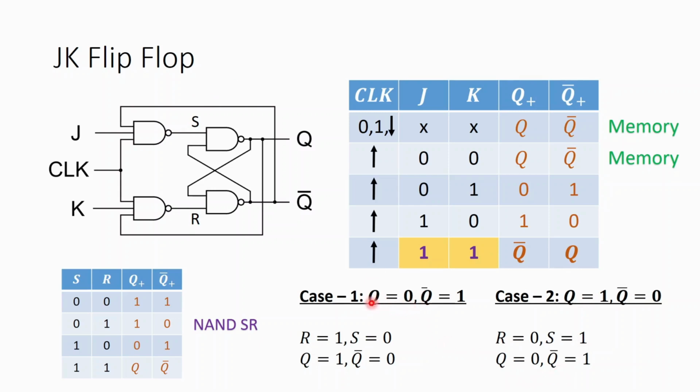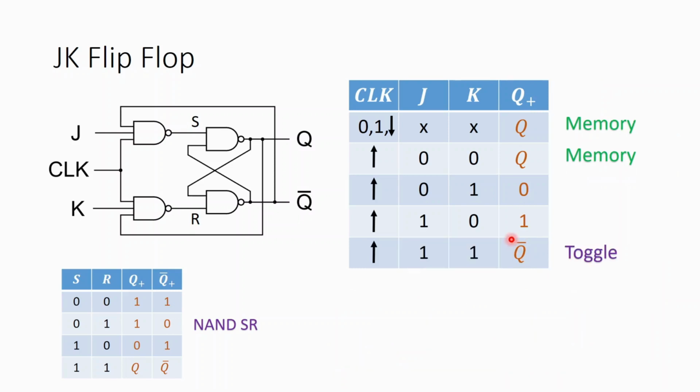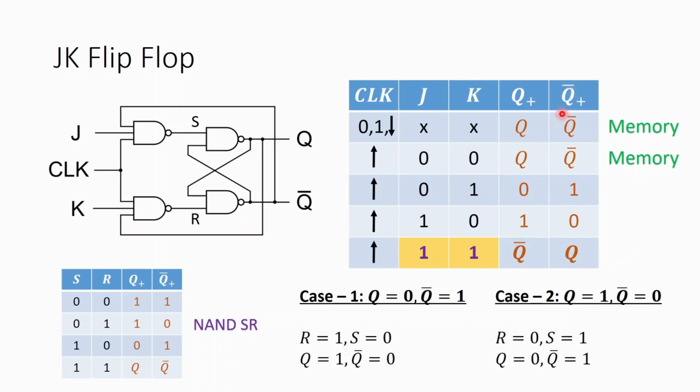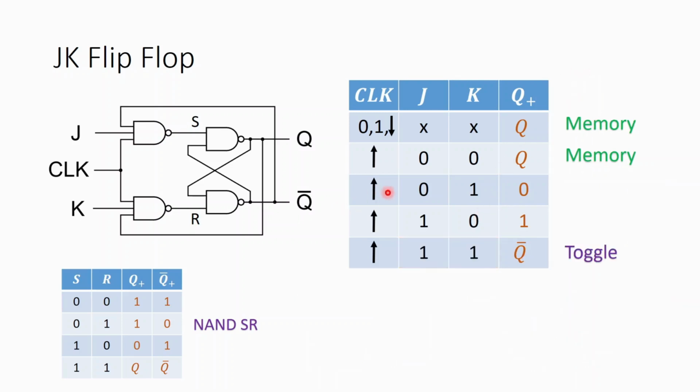Now you notice what happens: when you start from 0 1, you make the output 1 0. When you start from 1 0, you make the output 0 1. That means the output complements. So the next state is a complement of the present state. The output as if toggles. So it is called the toggle state. We write down the truth table in this manner. Sometimes we don't write the Q bar because it is simply the complement of Q. So we simply write this. This is a toggle state which is represented by Q bar.